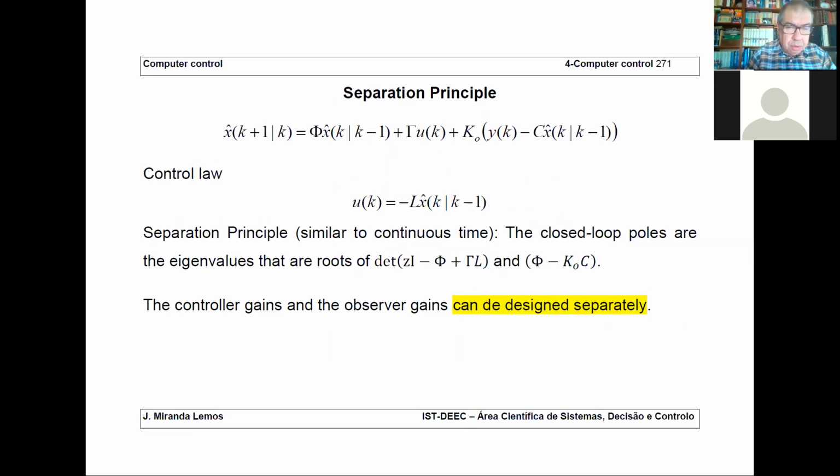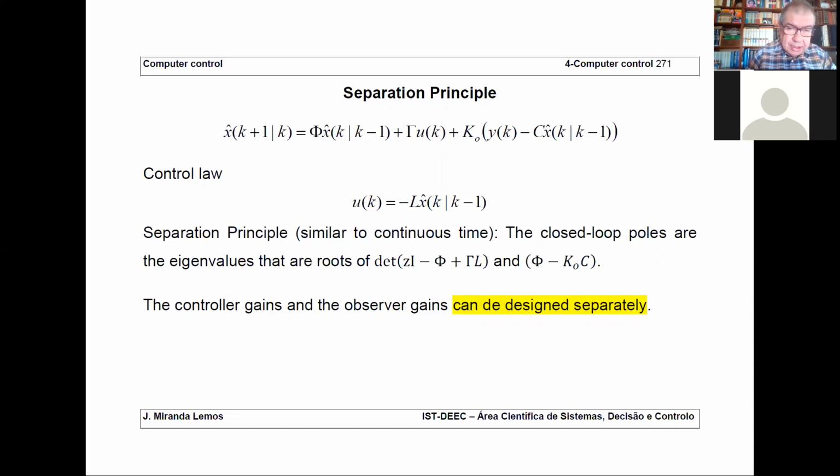Now, let's go back to the control problem. And now instead of designing a state feedback, I replace the state by an estimate of the state. So I add the equation for the observer, and by iterating this equation, I'm generating x hat. And then my control law is a feedback of x hat. Okay, so at time k, my uk is minus L x hat of k given observations up to time k minus 1.